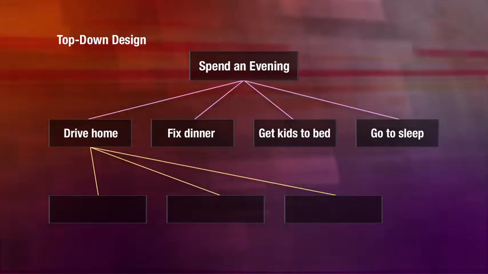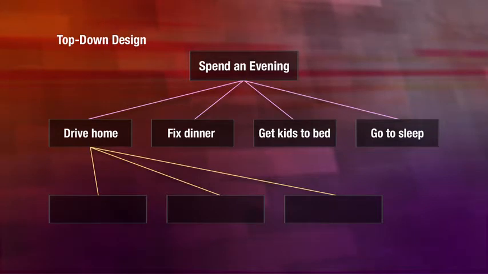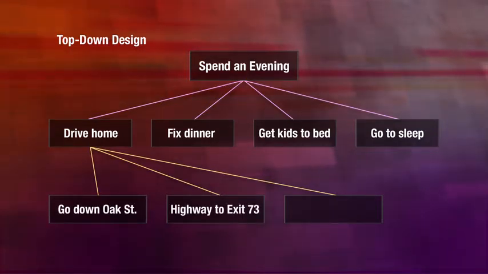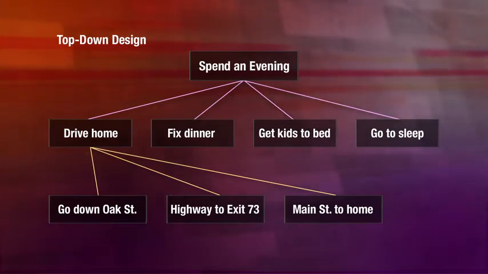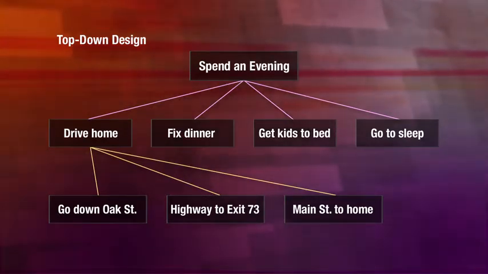Now, we could ask the same thing about any one of those smaller tasks, like, how did you drive home? And in that case, we might get a new set of even smaller tasks. I drove south on Oak Street and then took the highway up to exit 73 and then drove down Main Street to my house. And if we kept asking, how did you, we might eventually have them telling us that they were applying more pressure to a gas pedal or pushing down on the turn signal lever.